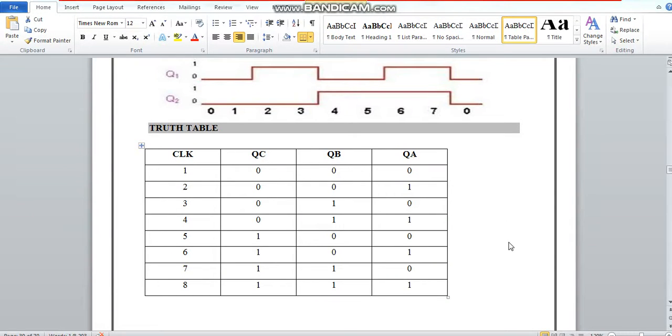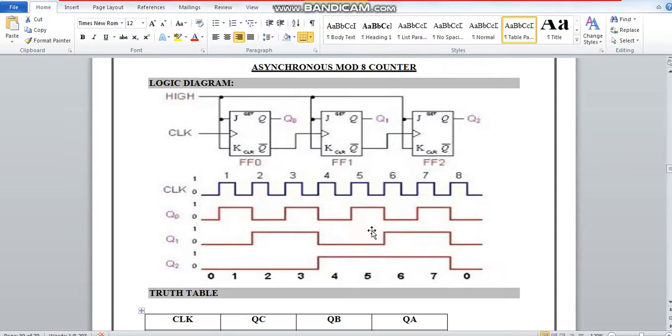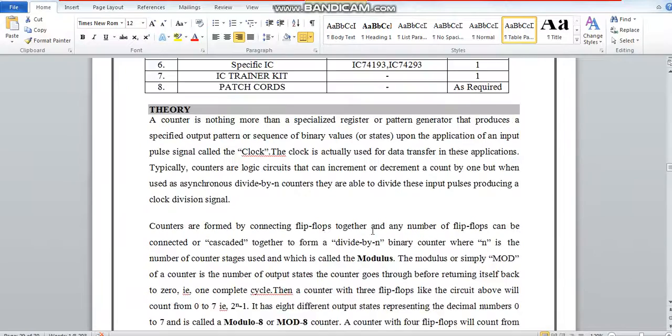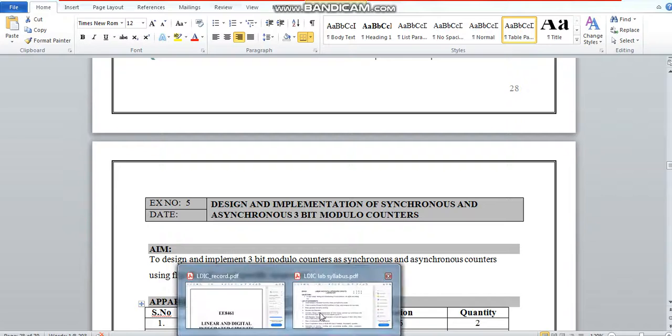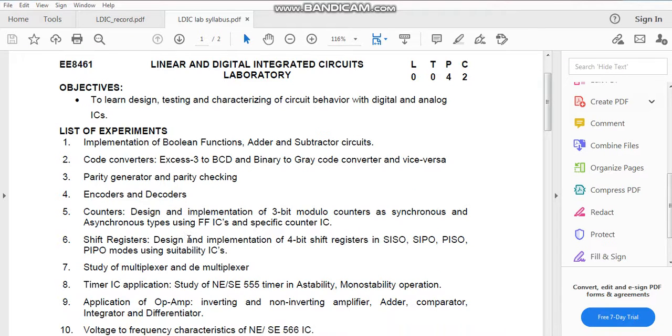So dear students, in this video we will be seeing about the counters, the experiment on counters. This is experiment number 5, which is about counter design: design and implementation of a 3-bit modulo counter as synchronous and asynchronous.